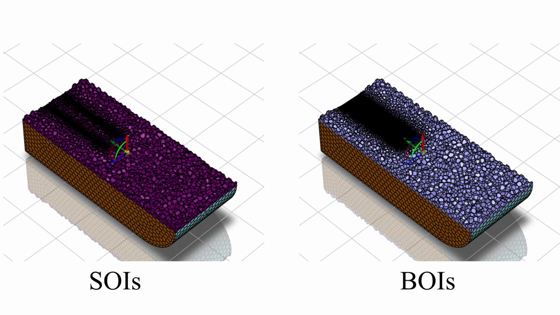Here, we can compare the body of influence and the face of influence. We can see that in the body of influence, the finer mesh is generated throughout the entire body. However, with the face of influence, the finer mesh is only present around the specified face. This allows for targeted mesh refinement, depending on whether the area of interest is an entire body or just a specific face.